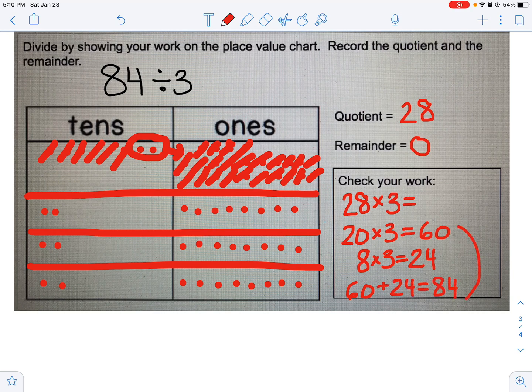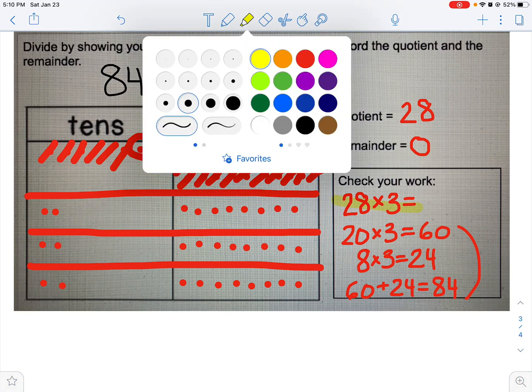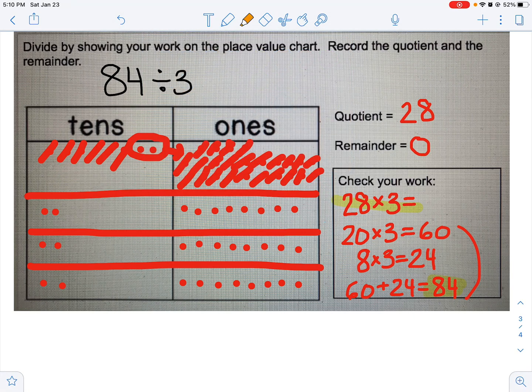If you need to show your partial, I said sums again, guys, partial products to figure out your multiplication problem at the end, feel free to do so. If you are comfortable doing it mentally, you can, but you do need to show your multiplication problem for your check. And if there's a remainder, you need to show that you've added that back on and that you end up with your original dividend. And I'm going to check. I ended up with 84, and we had started with 84. So it looks like we did a great job.